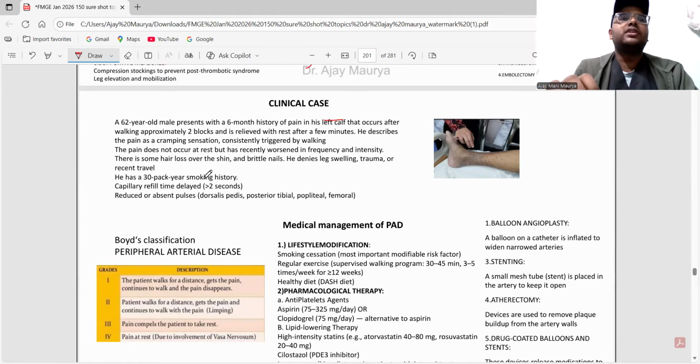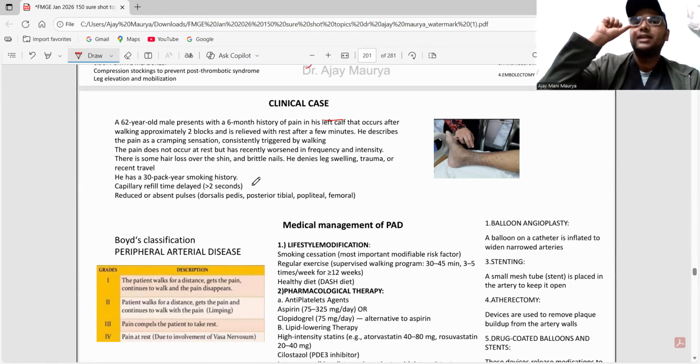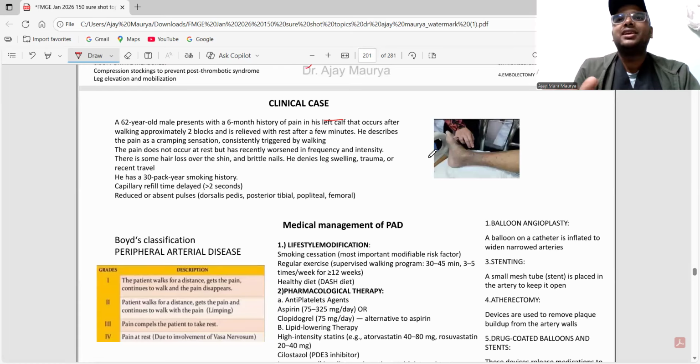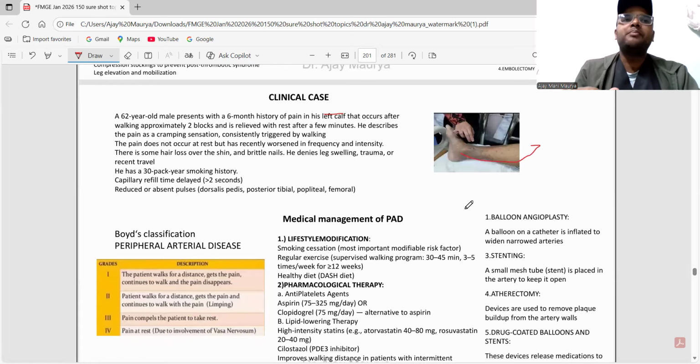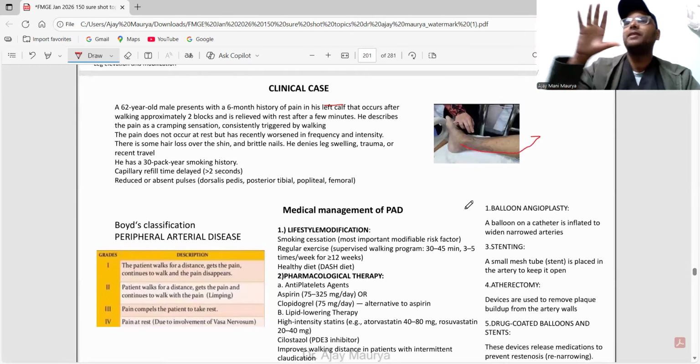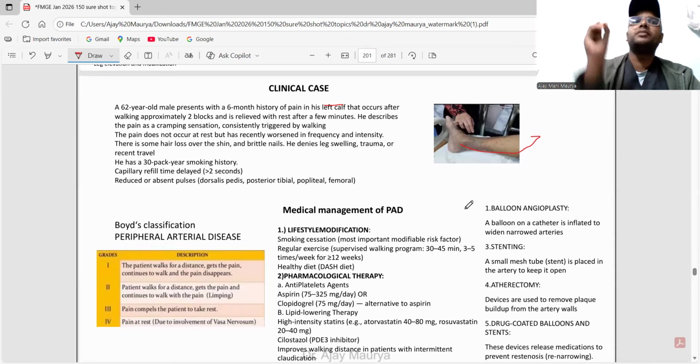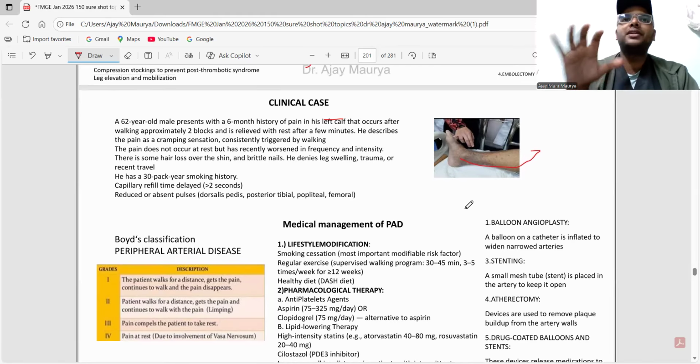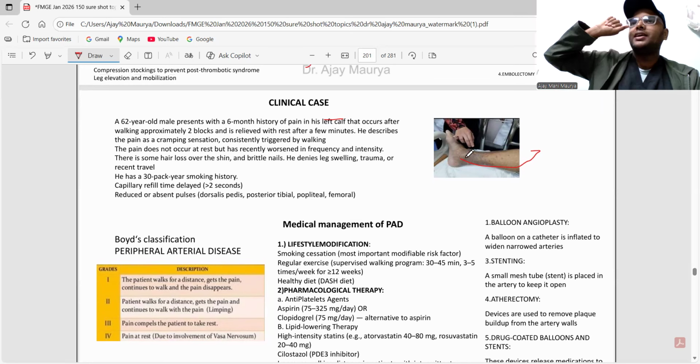He has a 30 pack-year smoking history. There is a very delayed capillary fill time and reduced or absent pulses, mostly at the dorsalis pedis. This is a clear-cut case of peripheral artery disease. Here there will be a low pulse. If you perform the CRT, it will come to less than 2 seconds only. If you palpate the dorsalis pedis, there will be very weak pulses.